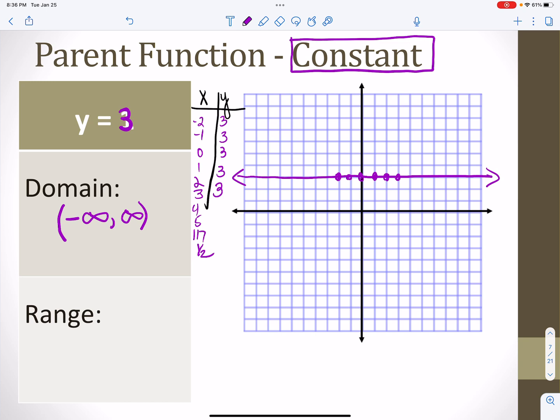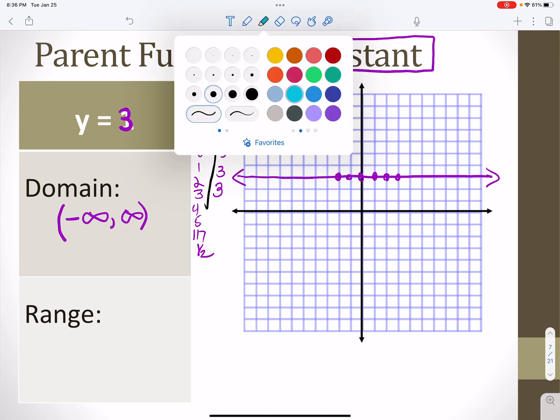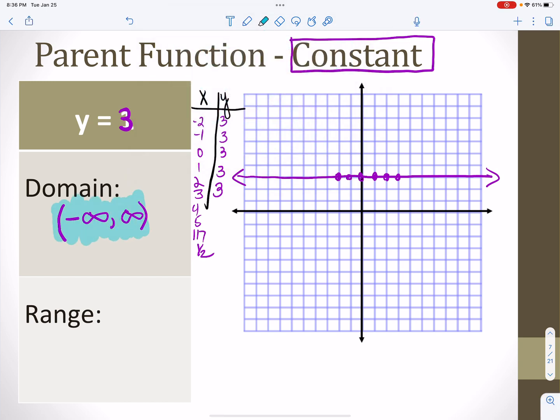Okay, your domain, I'm just going to highlight this so you can see. Your domain is what your x values can be, and this should be a review for you. Your range is what your y values can be. Well, look at your table. Isn't your range 3? So I'm going to show you set notation. You're going to use a bracket, and you're going to say 3, and you're going to use a bracket. That means equal. In set notation, you're saying that your y values equal 3. So when you're doing range, you're looking at your y values. Your y value is 3, the entire table, so that is your range.